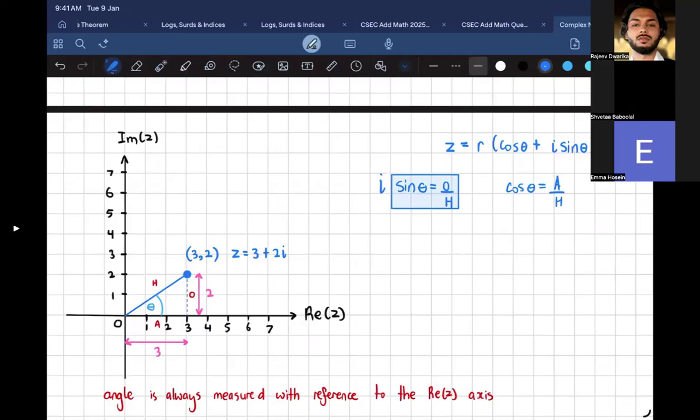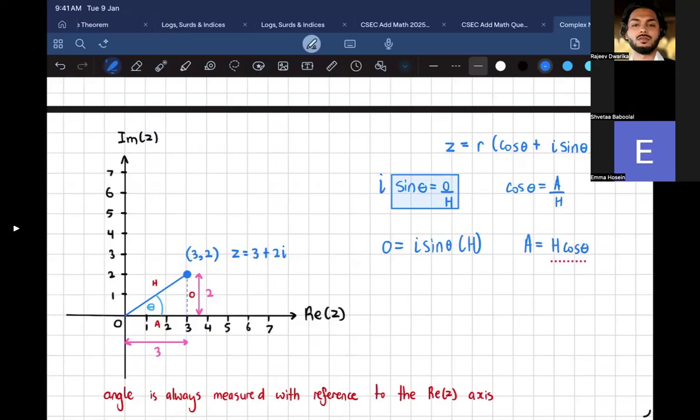All right, so this is the part where it gets interesting. Emma, if you're looking at this and you wanted to find O, wouldn't you have to make O the subject of the formula? Wouldn't O be equal to H sine theta? Stay with me. And if you wanted to find A, which is the part on the real axis, what would A be equal to? H cos theta.